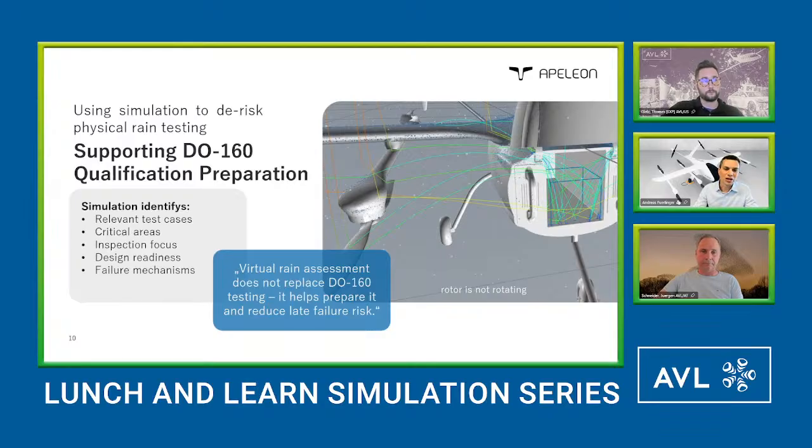And also we can decide on the rain intensity that we want to look at, and so on. So still, testing is very important. It remains in place, but we can make it more efficient by using simulation upfront. Yeah, and with that, I would like to hand over to Jürgen.